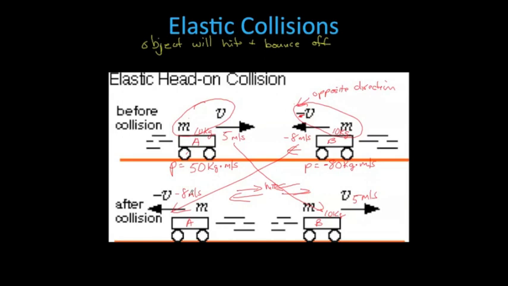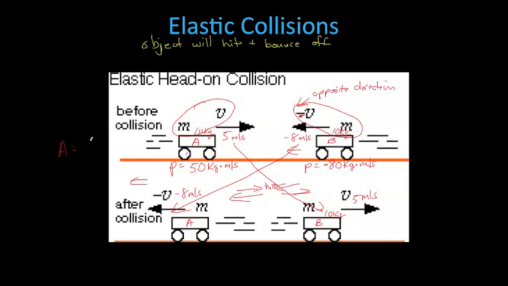All right? So the net momentum of the system is still the same. If we wanted to calculate the net momentum of the system, we simply add together the two momentums. All right? So momentum of A is 50 plus -80, so the net momentum of the system is -30 kilograms times meters per second to the left.